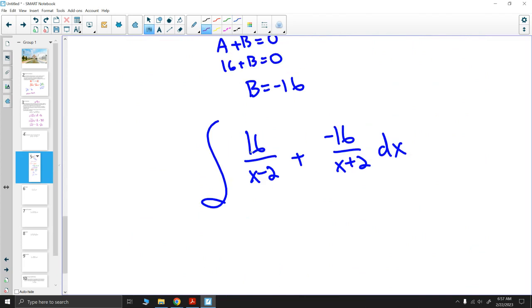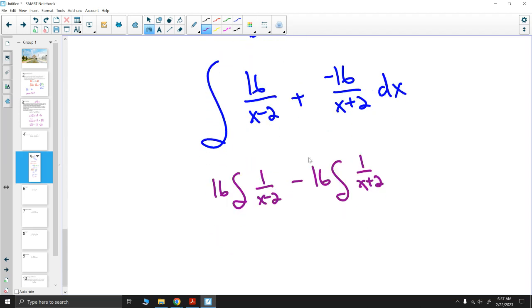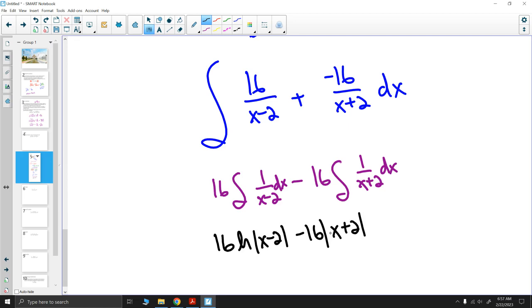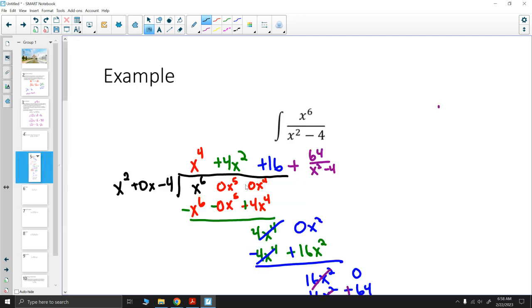Okay, so the 16 can be pulled out. We have 16 times the integral of 1 over x minus 2 minus 16 times the integral of 1 over x plus 2, dx for both. And so if we integrate this, this is just natural log. So 16 natural log of x minus 2 minus 16 natural log of x plus 2. I didn't write the natural log though. Oops. Let's go back to that.